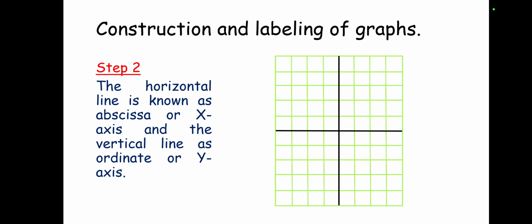Next, step number 2. The horizontal line is known as abscissa or x-axis, and the vertical line as ordinate or y-axis. This you people know. The horizontal line, that is your sleeping line, is the x-axis, but it is also known as abscissa. Similarly, the vertical line, that is the standing line, is the y-axis, but it is also known as ordinate. Okay, x-axis, y-axis, abscissa, ordinate. So the vertical line is the y-axis, that is ordinate, and the horizontal line is the x-axis, that is the abscissa.